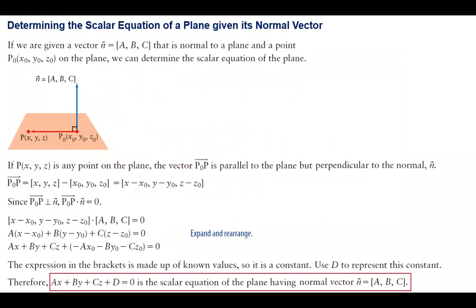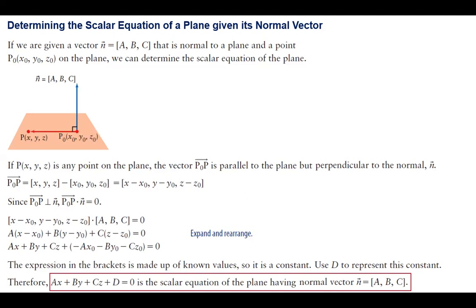scalar equation of a plane given its normal vector. Okay, first of all, let's have a look at the concept of normal vector. If we are given a vector n, whose components are a, b, and c, that is normal to a plane, which means perpendicular or orthogonal to a plane, and a point P naught whose components are x naught, y naught, z naught on the plane, we can determine the scalar equation of the plane.